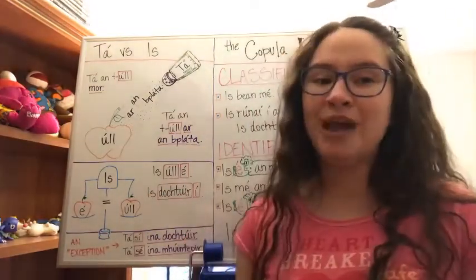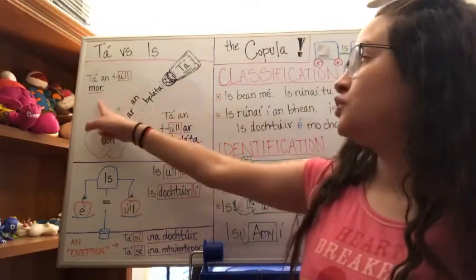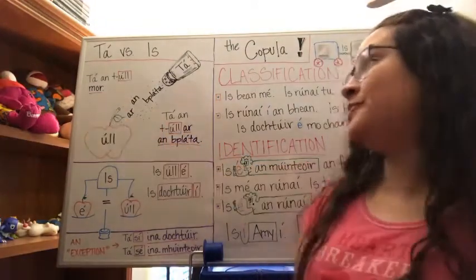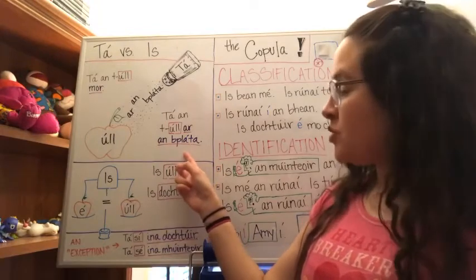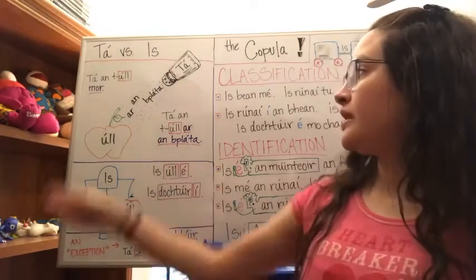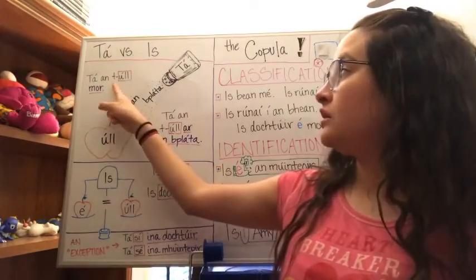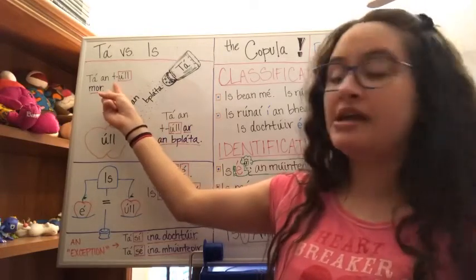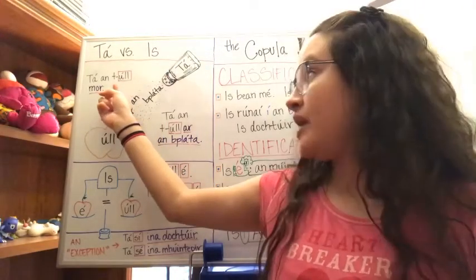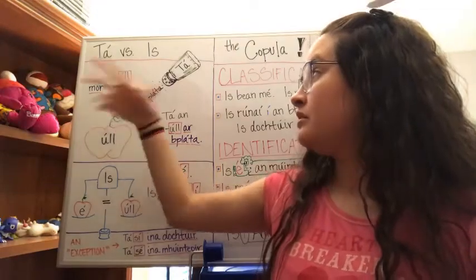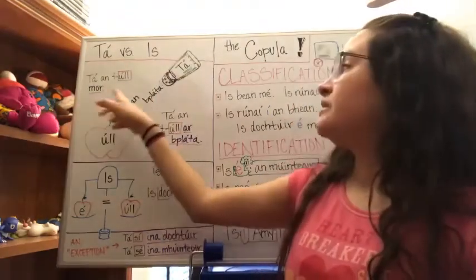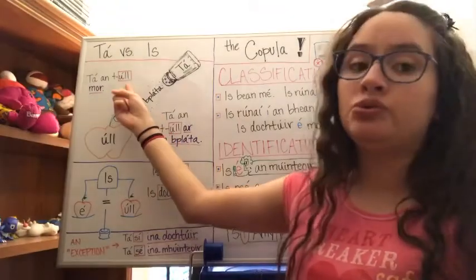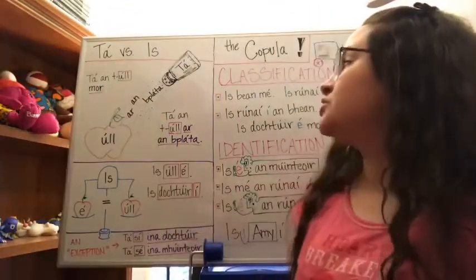Let's look at that first. Here are two example sentences. Tá an t-úll mór, the apple is big. Tá an t-úll ar an bplata, the apple is on the plate. Okay, first of all, ignore this T. That is just a prefix that you have to use with the definite noun in some cases. But the root word here is úll, which is apple.